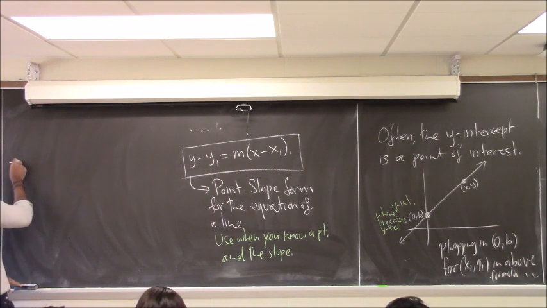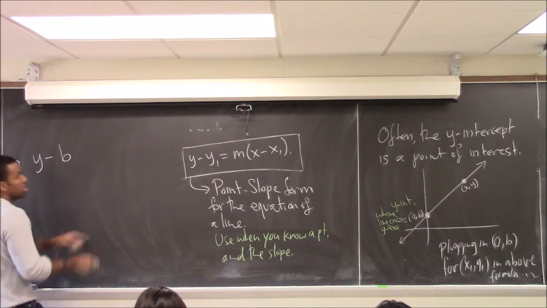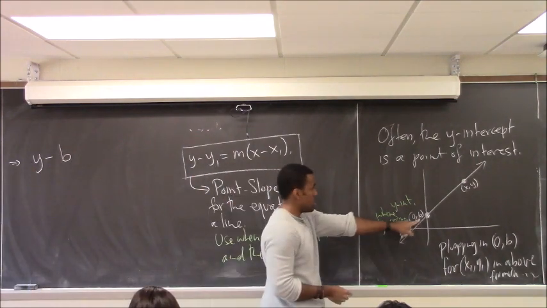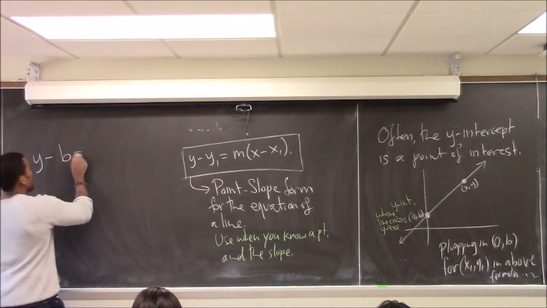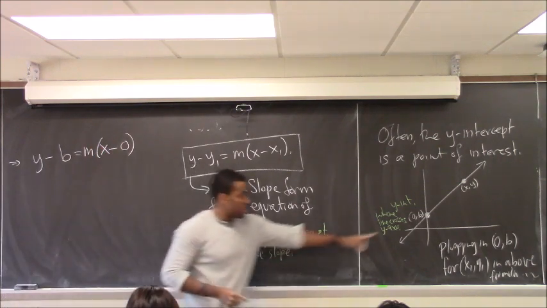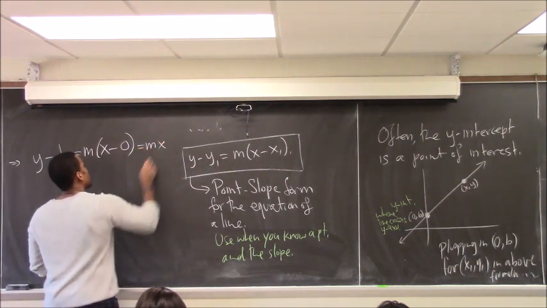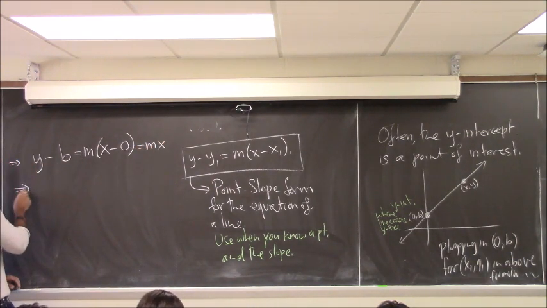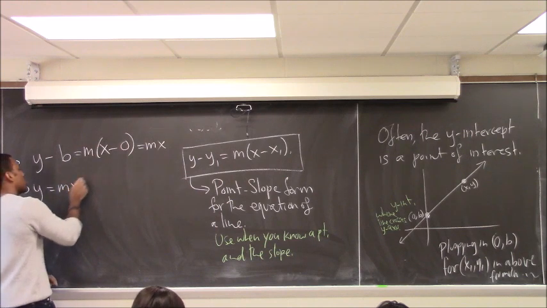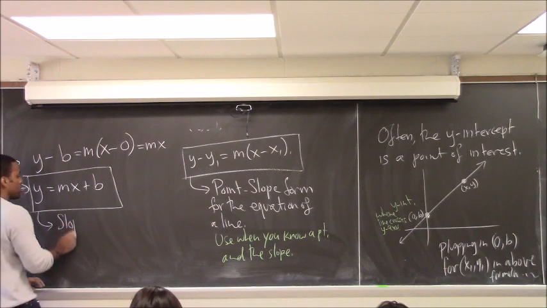So you'd end up with, I'm going to put y minus b, because my y1 is now the b, equals mx minus 0, because my x is now the 0. That is of course equal to mx, and so this means I get y equals mx plus b. And this is another form of a line. It is called the slope-intercept form.